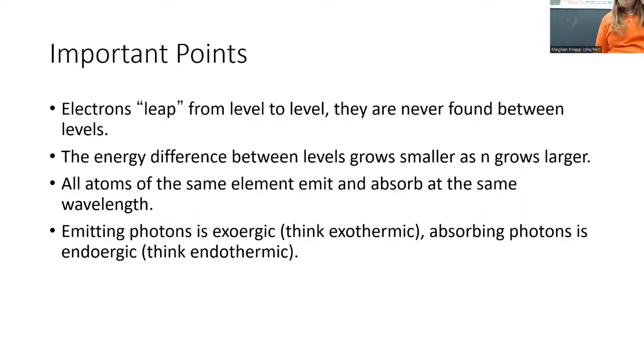Okay, so our important points. The electrons leap from level to level. They're never in between. So the light energy that we just calculated corresponds to the difference in energy between level 1 and 2, level 2 and 3, whichever levels the electron's moving between. And if I put in an energy that's some other energy, that electron isn't going anywhere.